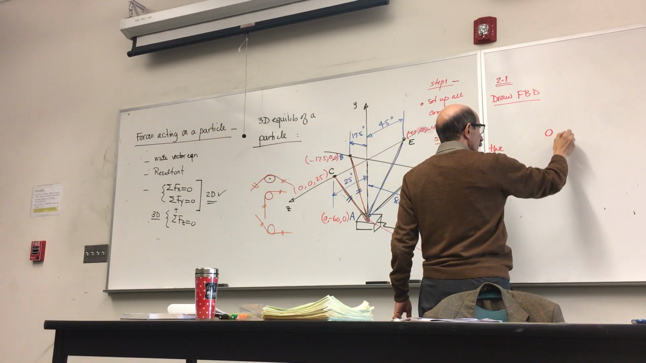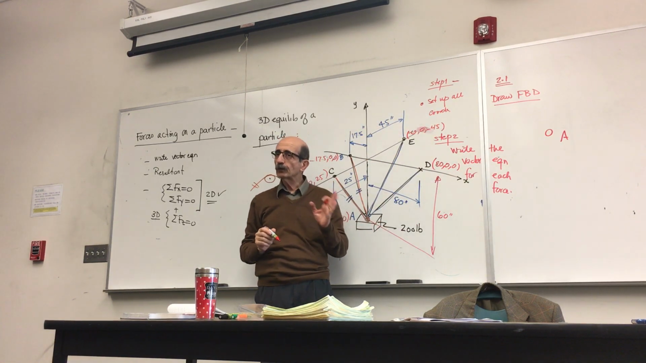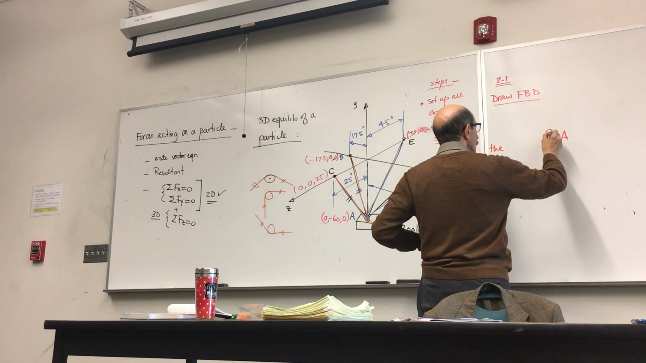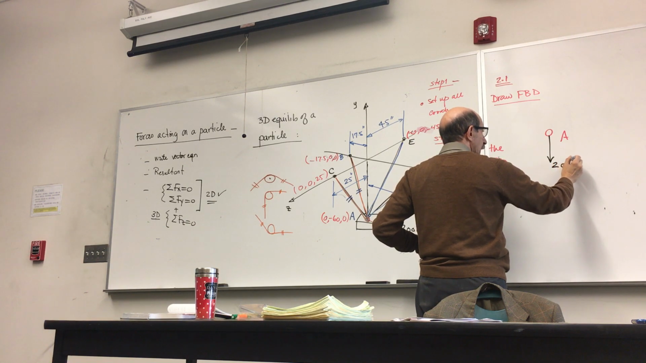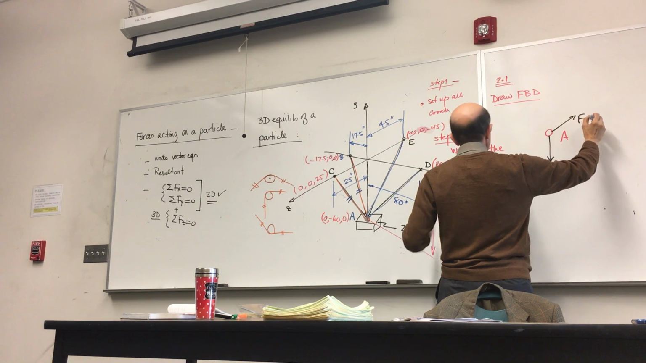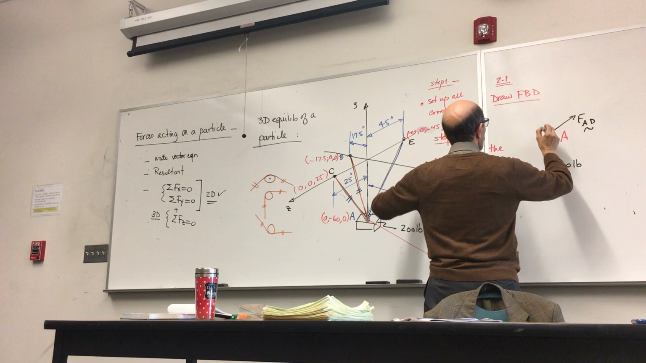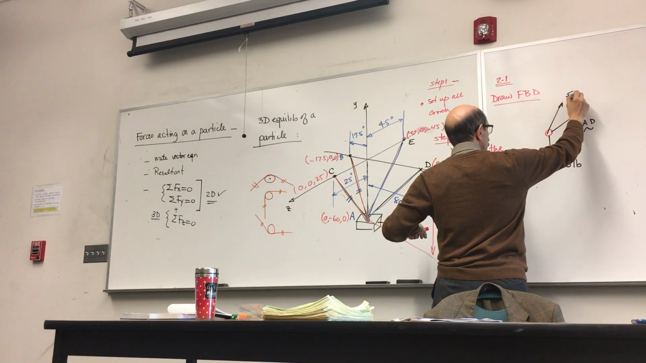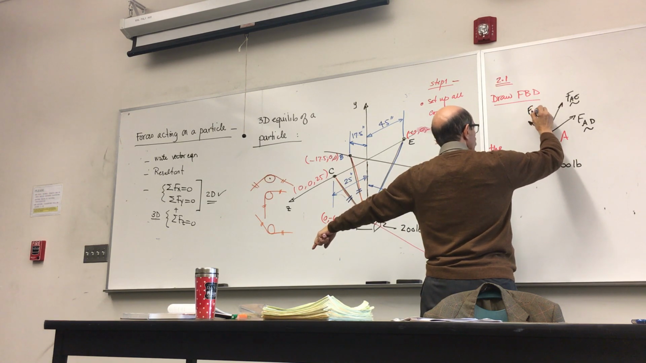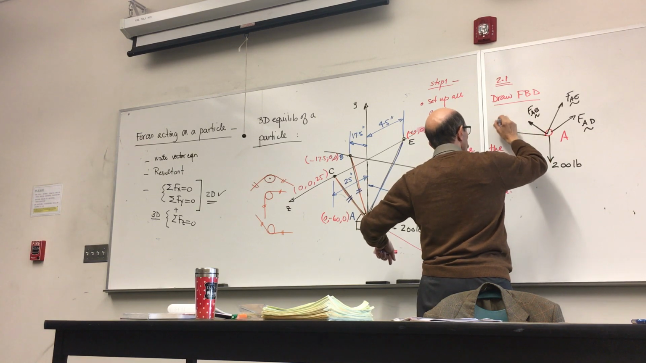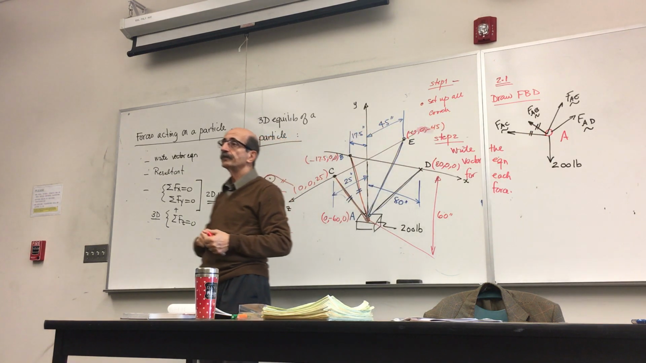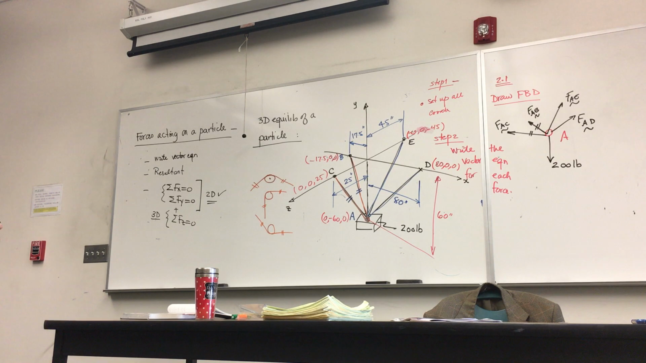Identify this particle, which is point A, and show all the forces that are acting on that particle, okay? You have a force of 200 pounds downward, right? Then you have the force of AD, the force of the cable AE, the force in the cable AB, and the force in the cable AC. And these two forces, we know the magnitude are equal. So this is the free body diagram of the particle.